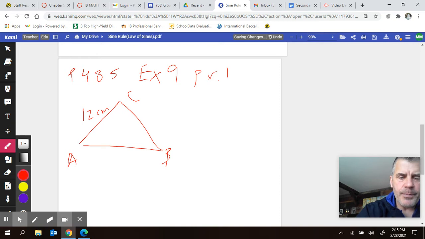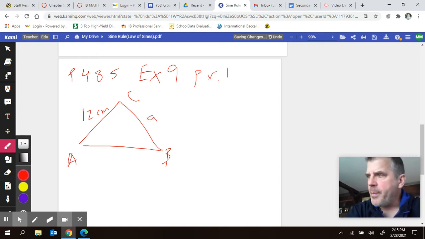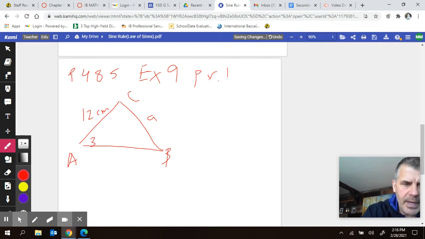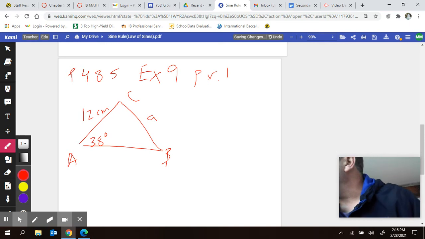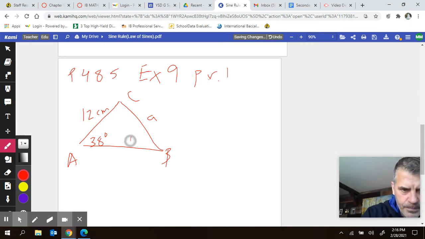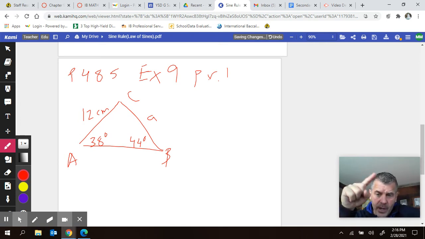This is our unknown. I'm going to call it little a because it's opposite angle A. We know this angle down here is 38 degrees, and then we know that angle B is 44 degrees. Because we have two angles and a non-included side, remember that from your geometry days, so we have angle, angle, side, so to speak, and we're looking now for that other side.